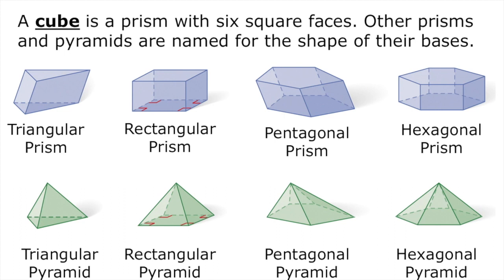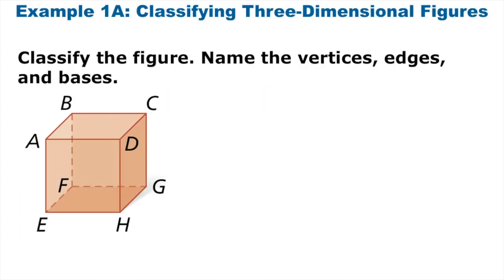Let's look at this example. It wants us to classify the figure. Classify just means it wants us to tell what kind of shape it is. Looking at it, it looks like a cube, but since there aren't any markings to let us know that the sides are squares, we'll have to say that it's a rectangular prism.